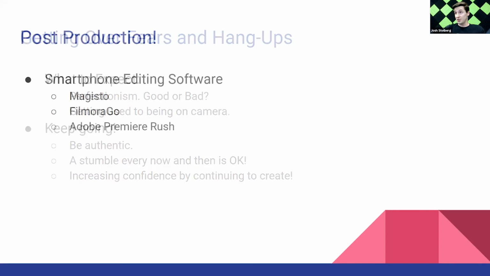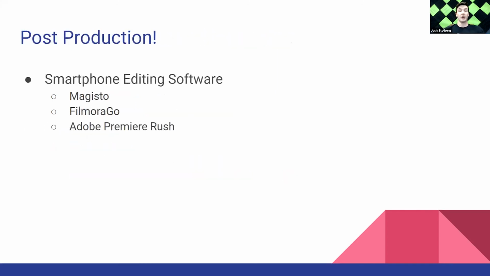Now, post-production. There are a ton of great options for smartphone editing software, and you can download these and use them on your phone to create your videos. You can edit your videos on your phone. This is how far technology has advanced. It's fantastic. Some of the apps that are fantastic quality of functionality are Magisto, Filmora Go, and Adobe Premiere Rush. They're all great quality options.